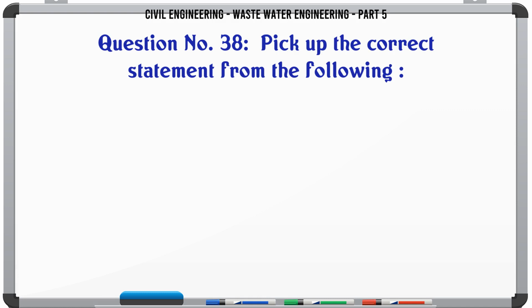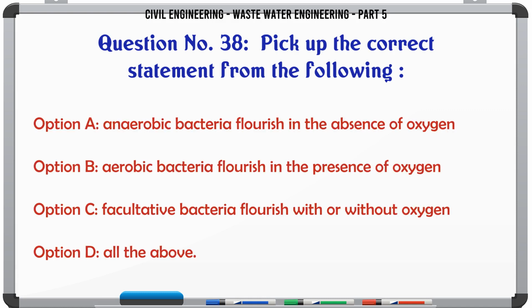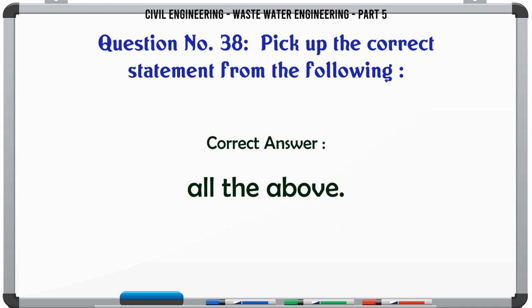Pick up the correct statement from the following. A. Anaerobic bacteria flourish in the absence of oxygen. B. Aerobic bacteria flourish in the presence of oxygen. C. Facultative bacteria flourish with or without oxygen. D. All the above. The correct answer is all the above.